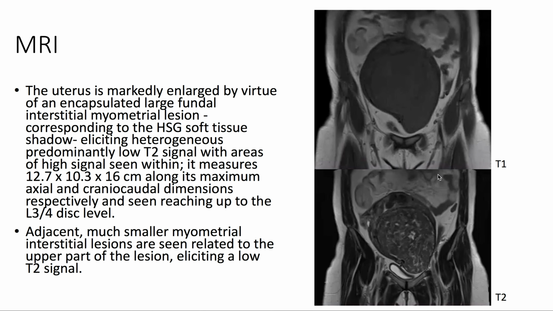Here on MRI, we see that the uterus is markedly enlarged by virtue of an encapsulated large fundal interstitial myometrial lesion corresponding to the hysterosalpingography soft tissue shadow, eliciting heterogeneous, predominantly low T2 signal with the areas of high signal seen within. We can also see adjacent, much smaller myometrial interstitial lesions related to the upper part of the lesion, eliciting a low T2 signal.